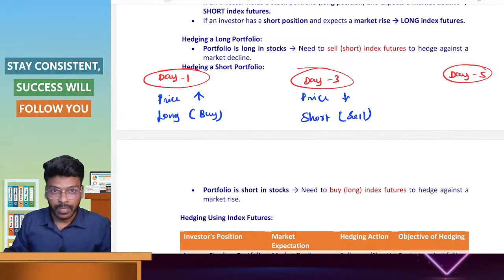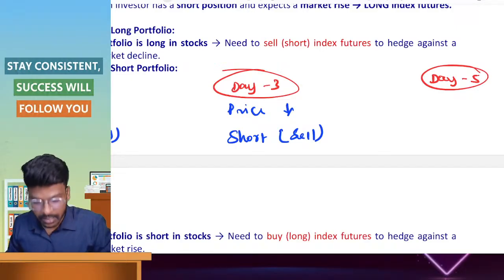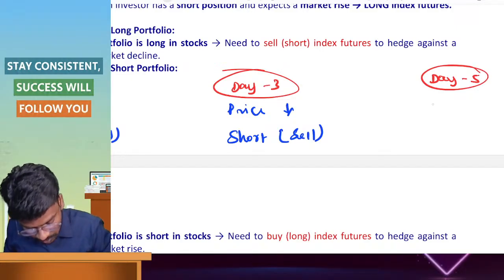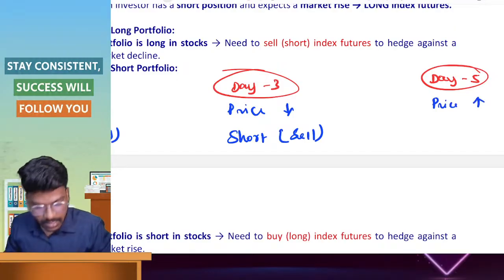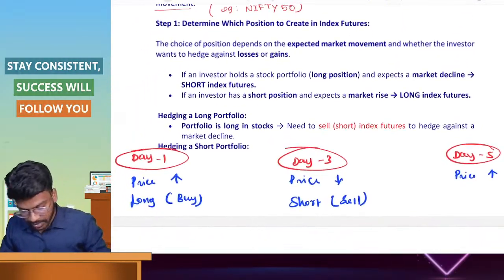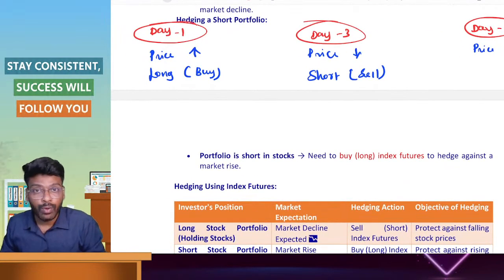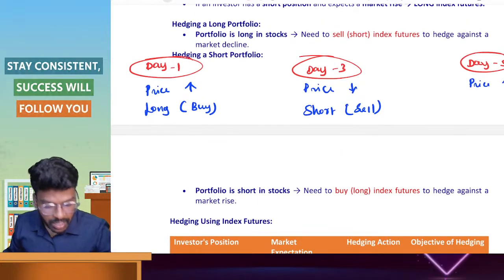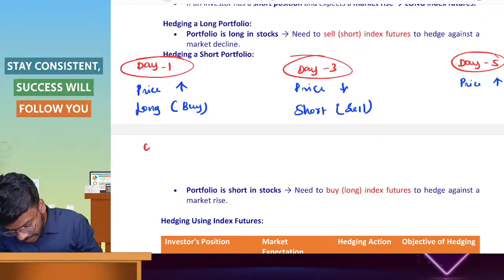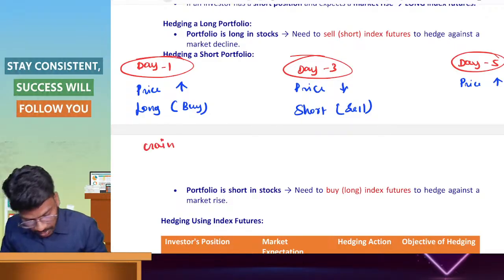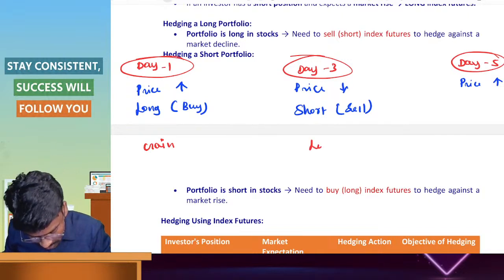On day 5, actually the price has increased. I will get a gain. In case of the day 1 position, the market turns out to be in a gain position. So for a long position, I will get a gain. For day 3, my short position will get a loss.